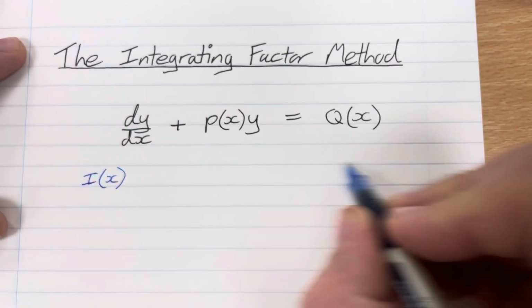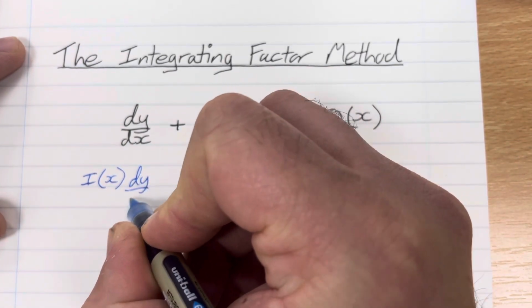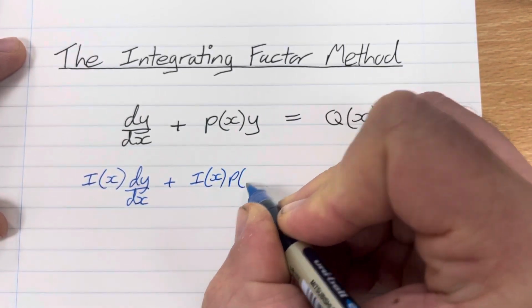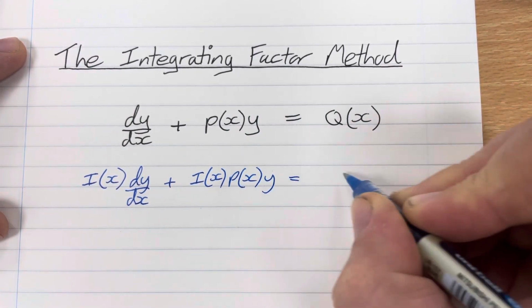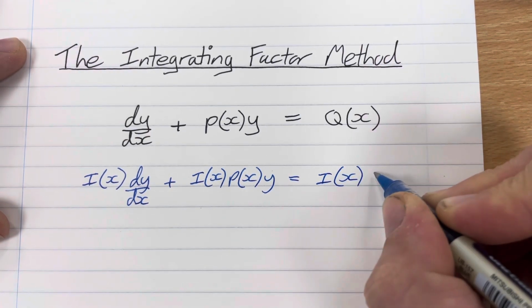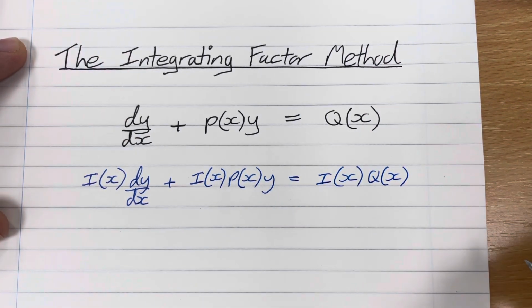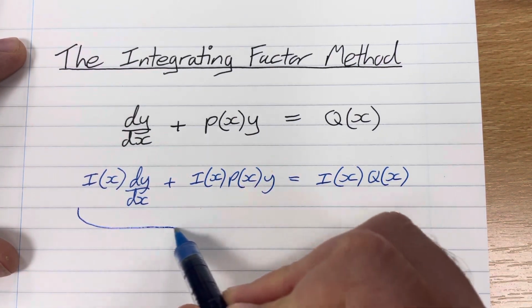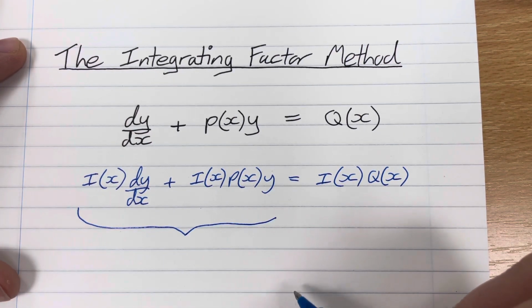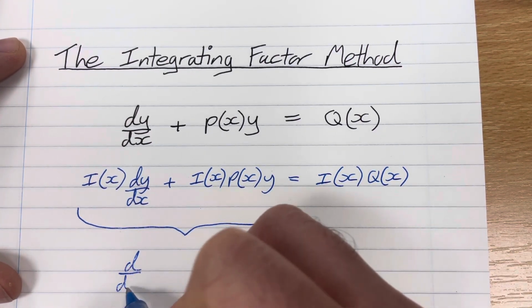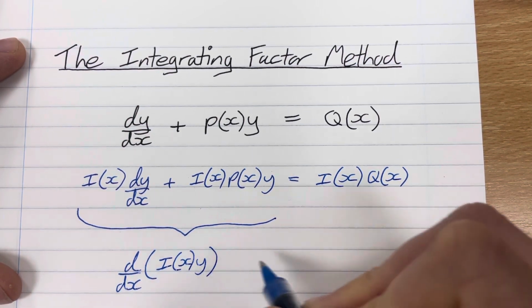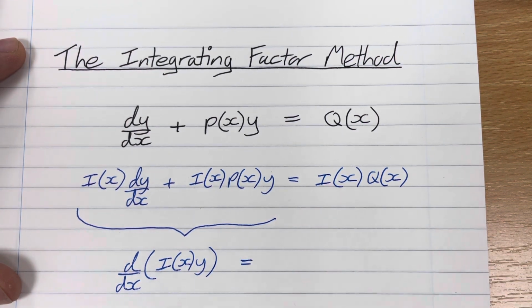So take this whole equation and times it by I. So I get I times dy by dx plus I of x times p of x y. I of x is just a function of x, okay? Don't be scared of it. It's just a function of x. We just don't know what it is yet. Okay, so just times the whole equation by I of x. And I of x is chosen very specifically so that this left-hand side can be written as the derivative of the product of I of x and y. Okay, I of x is chosen specifically so that this factorization can take place.